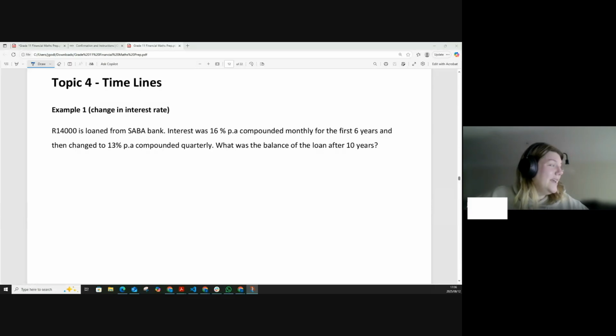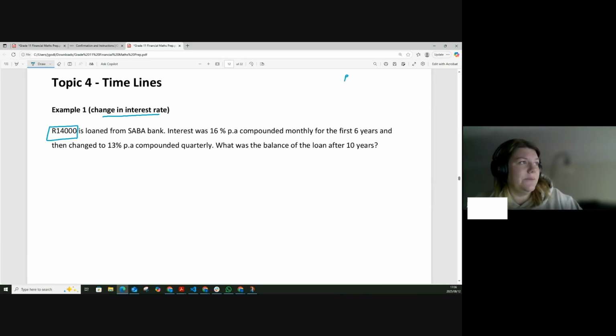Okay. So this first example is in the timeline that we're going to be looking at. We're going to be having a change of interest. So our interest is not going to be consistent for the entire time. Let's look at what we have. They have told us that 14,000 Rand is loaned from SABA Bank. So think about our grocery list. We have P, A, I, and N. What would that letter be? What would the 14,000 Rand be if it's what we've loaned?